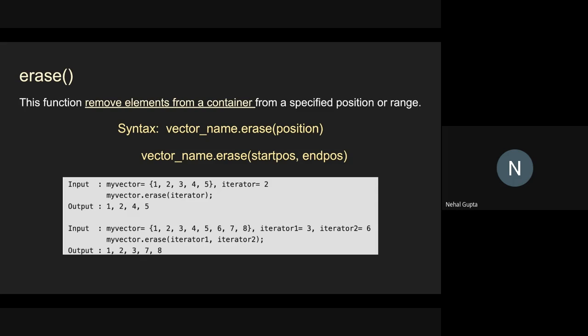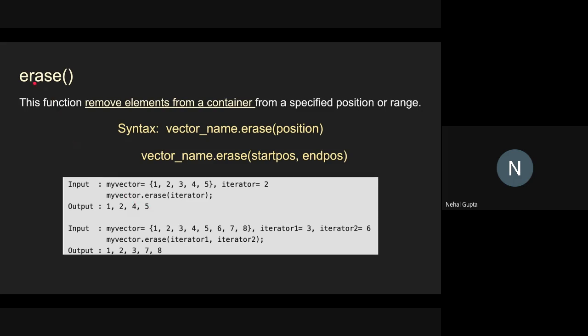Yeah. What I'm saying is, can you please explain this one again? This iterator one, while we are erasing a particular element or elements from a particular range. I needed to understand it again. I couldn't get it at once. Okay, I'll explain this erase function again.